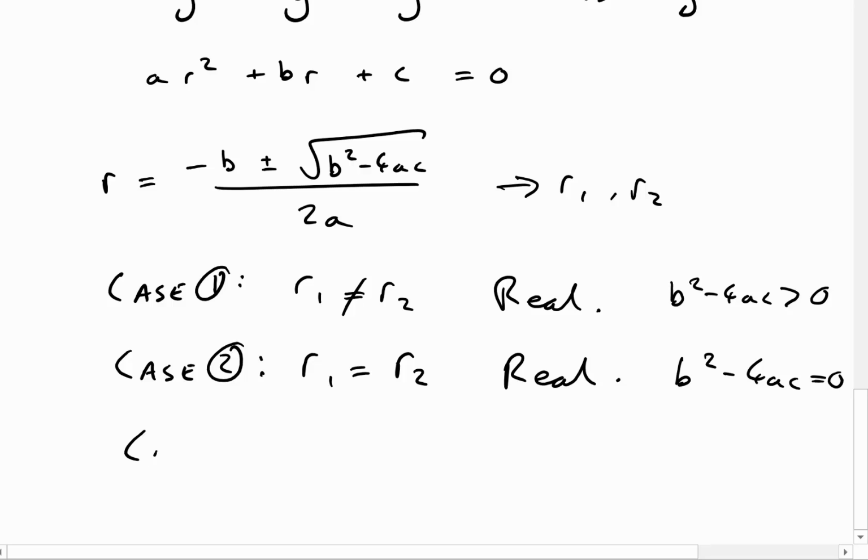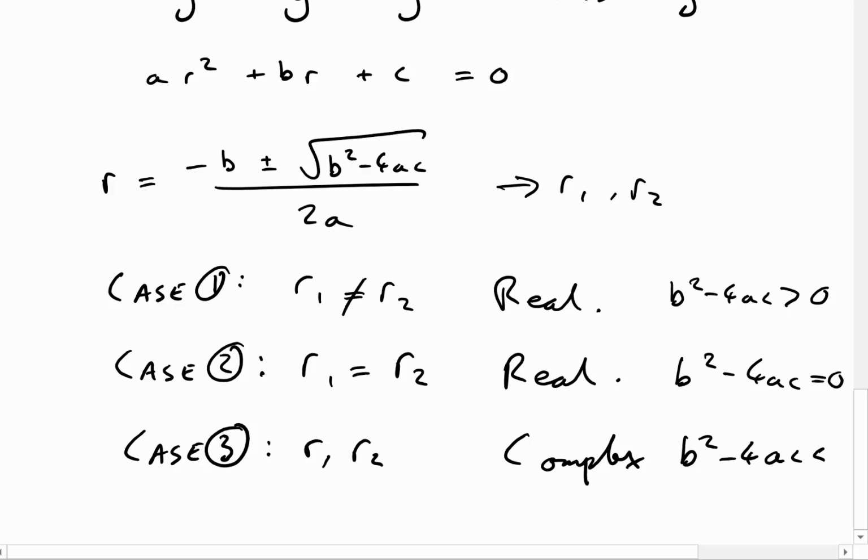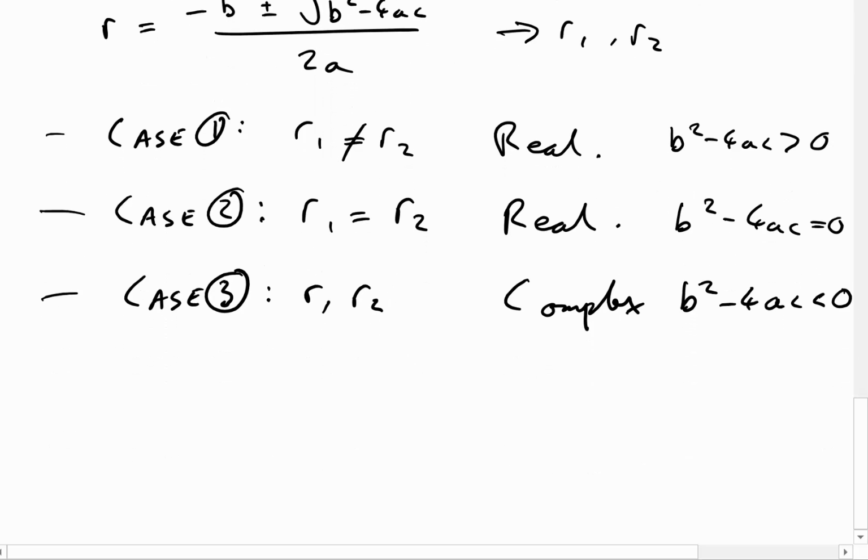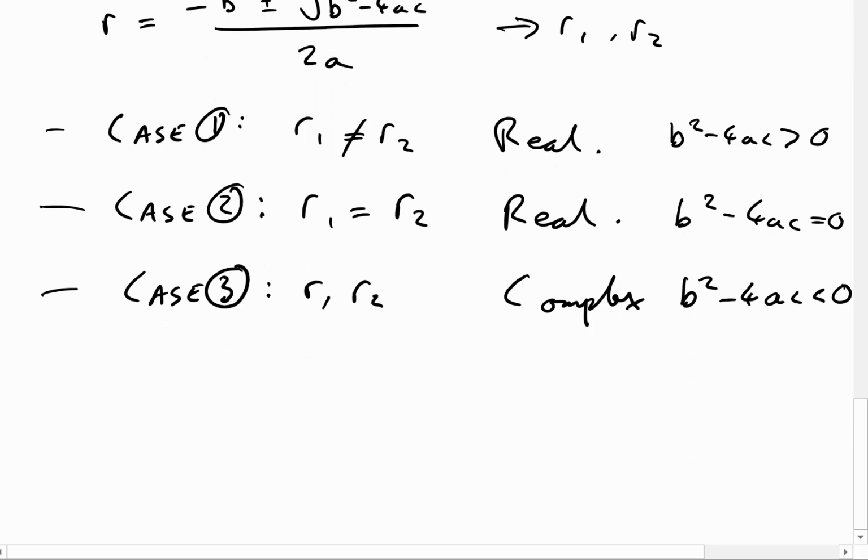And the third and final case: at A level, we just said there's no real roots. But here, we're grown-ups now, we just say that R1 and R2 are complex roots. That's where the discriminant, b squared minus 4ac, is less than 0. So those are the three cases, and we're now going to consider each different type of solution for them.